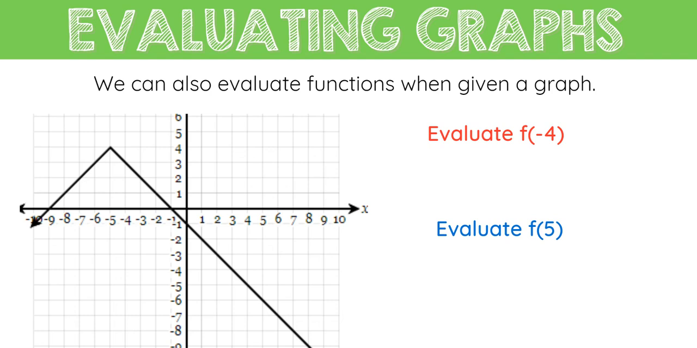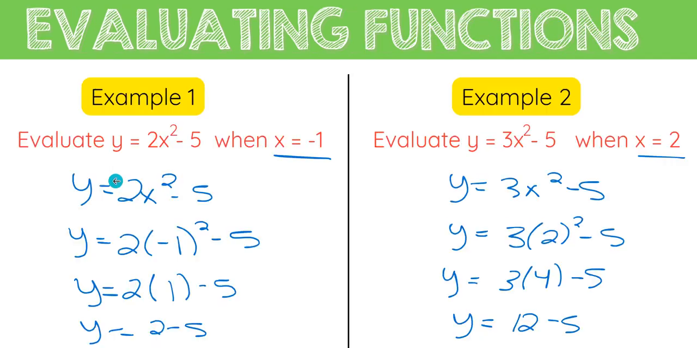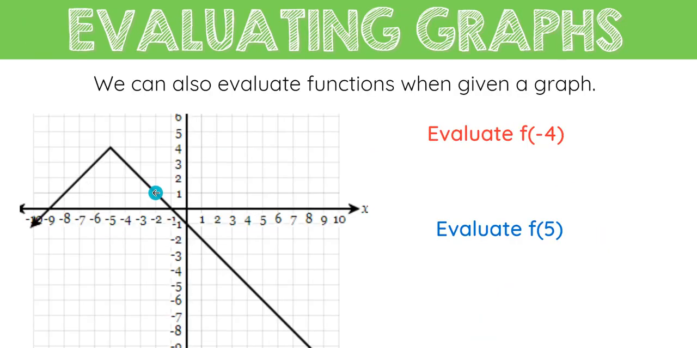So negative 4, we're going to go up, put our little dot there. Oh, sorry. Let me do that again. Okay, there's our dot. Now we want to find the y value that corresponds with that. So we're going to move that dot over to the y-axis, and it tells us it's going to be at 3. So that is how we find our answer if we're evaluating with a graph. So our final answer would just be 3.